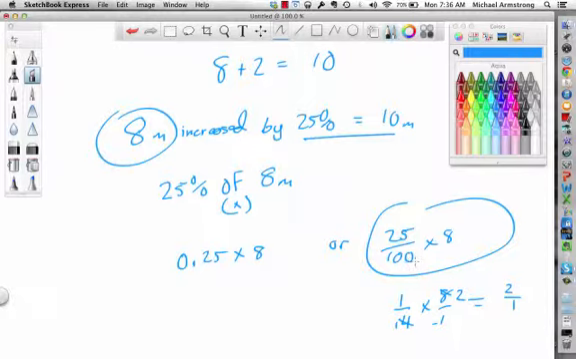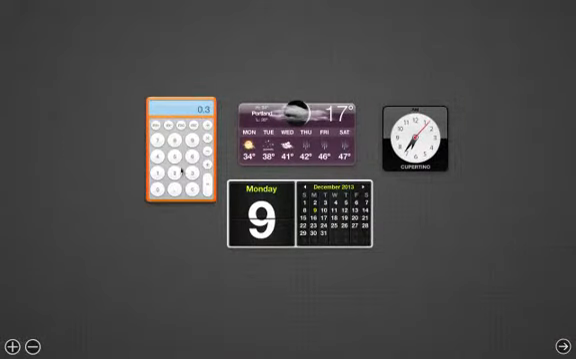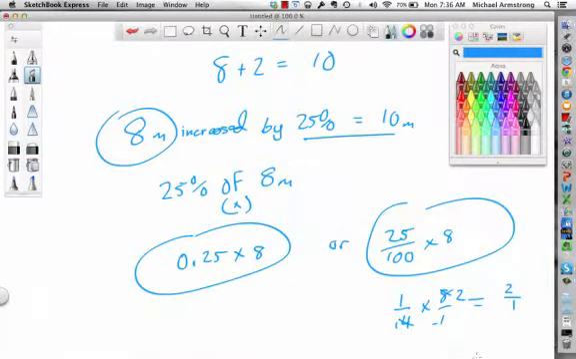Okay? Might have to look at that again real quick. If we do it the other way, 0.25 times 8, just going for the calculator, 0.25, figure out where the multiplication key is. Oh, here we go. Times 8 is equal to 2. And that's what we found using fractions. We added 2 to 8 and got 10. Okay. That should be how you do it.